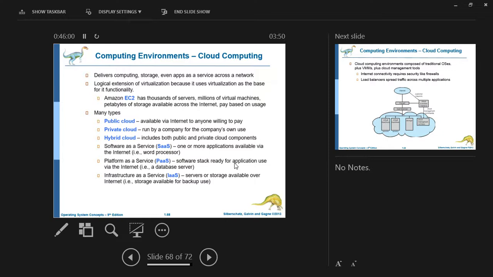Azure, right? You have a lot of such cloud systems available. They can use a certain amount of space by paying a certain amount for the services. Amazon EC2 has thousands of servers, millions of virtual machines, petabytes of storage available across the internet, pay based on usage. Now you can see they're providing different kinds of services like software as a service, platform as a service, infrastructure as a service.